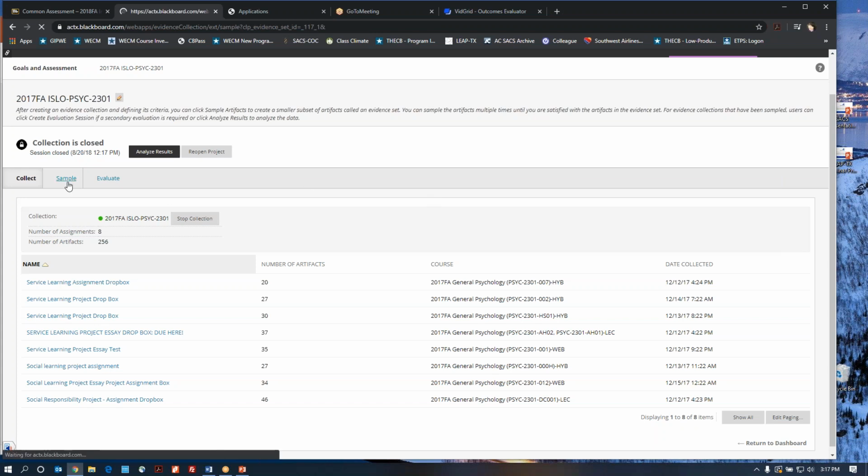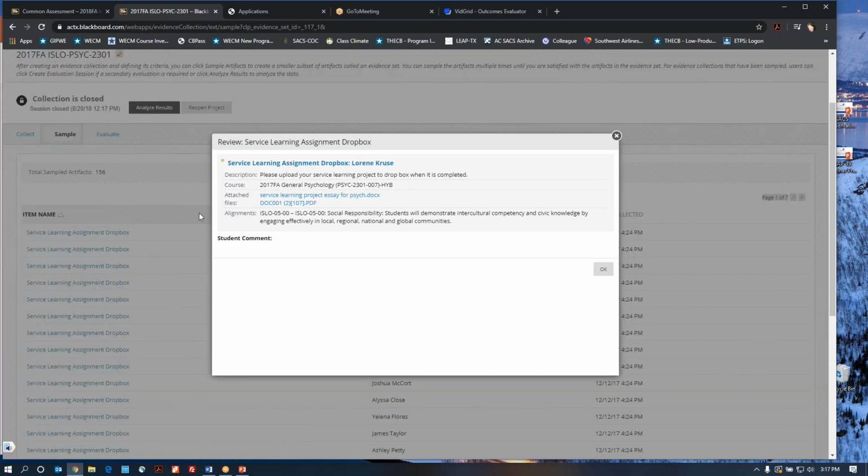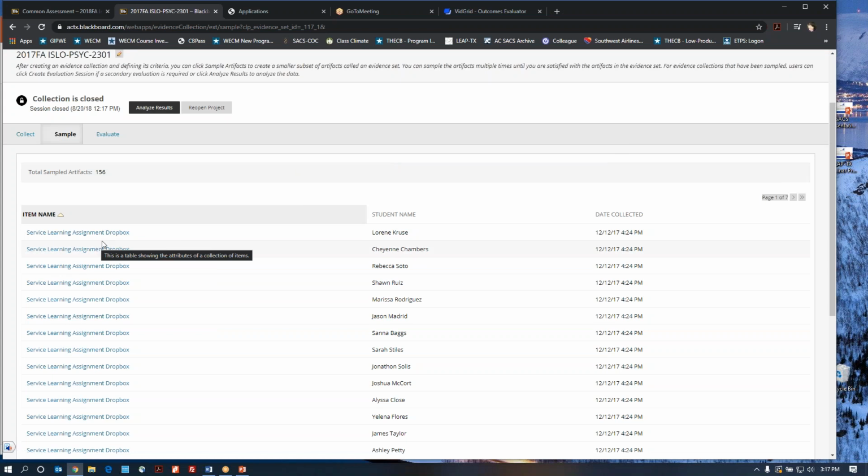This sample is then generated where you can see this becomes anonymized, and so these students' names will disappear and it becomes a random student ID number. So it anonymizes the sample as well. The faculty get to come in here and evaluate the student's work and have the rubric aligned with it.